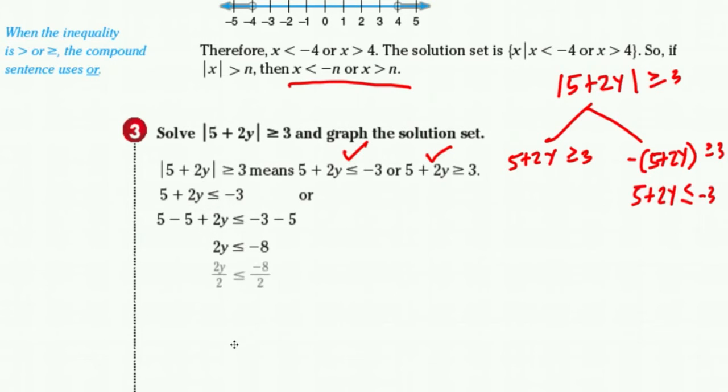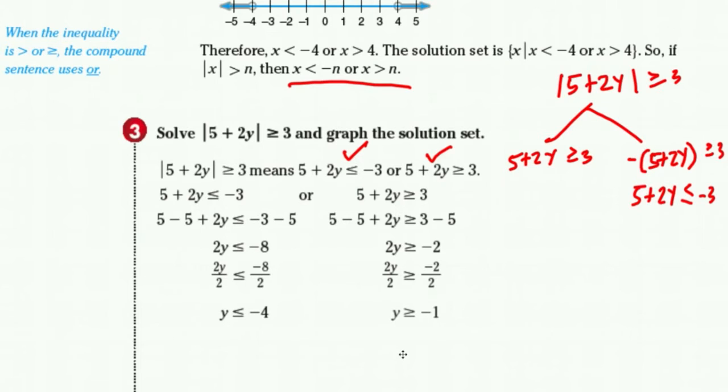And divide both sides by 2. We end up with y is less than or equal to negative 4. Okay? And let's do 5 plus 2y greater than or equal to 3. We subtract 5 from both sides and end up with 2y greater than or equal to negative 2. Divide both sides by 2. You end up with y is greater than or equal to negative 1.